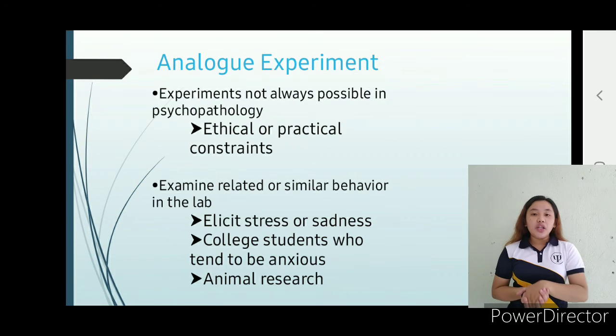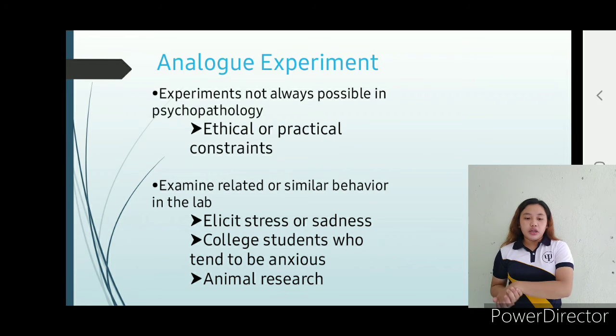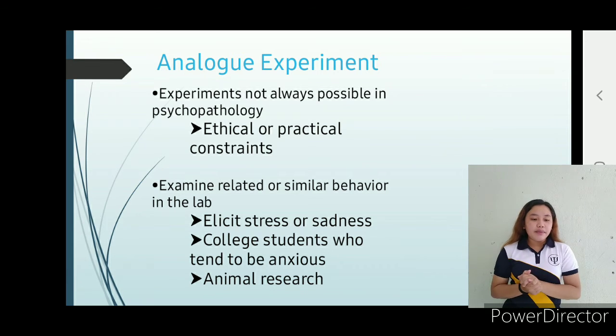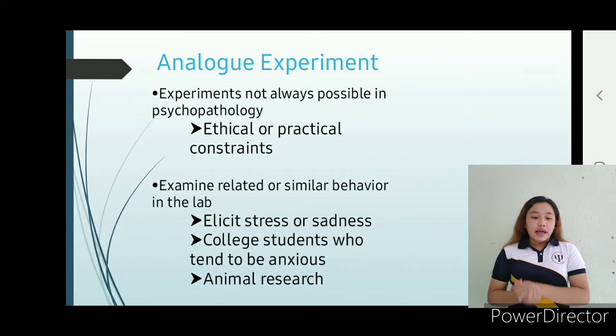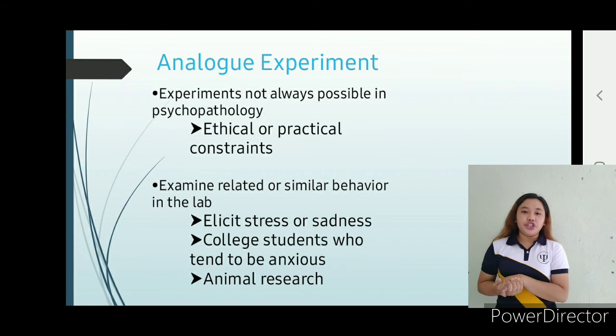Next is the analog experiment. Experiments are not always possible in psychopathology because of ethical or practical constraints. Examine related or similar behavior in the laboratory. Elicit stress or sadness in college students who tend to be anxious, or use animal research.